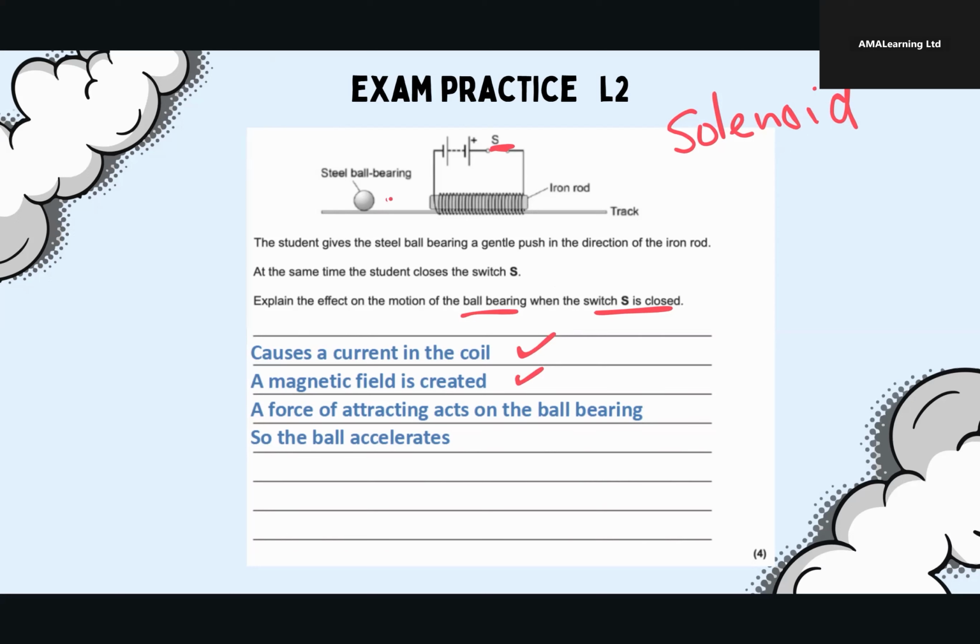Now we have an attraction between the steel ball bearing, because steel has a magnetic material inside it, iron. Steel is made of iron. So as long as it's iron, cobalt, nickel, it can be attracted by the solenoid. So the steel contains iron, so the iron is attracted by that solenoid. The force of attraction acts on the ball bearing, so the ball accelerates towards the solenoid.